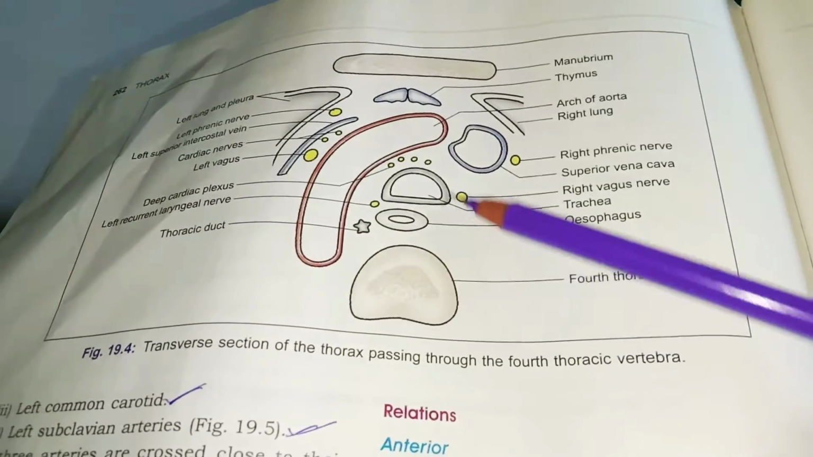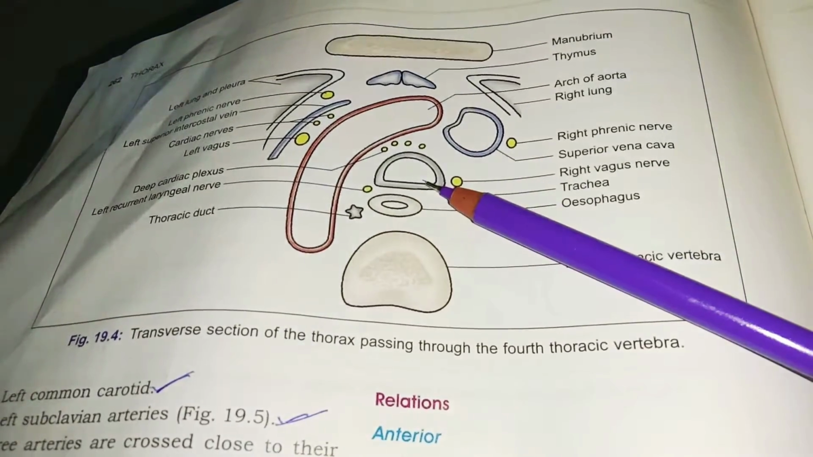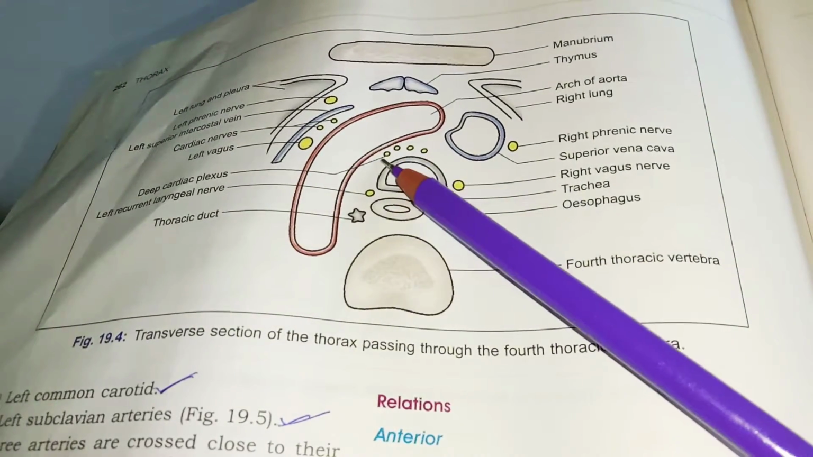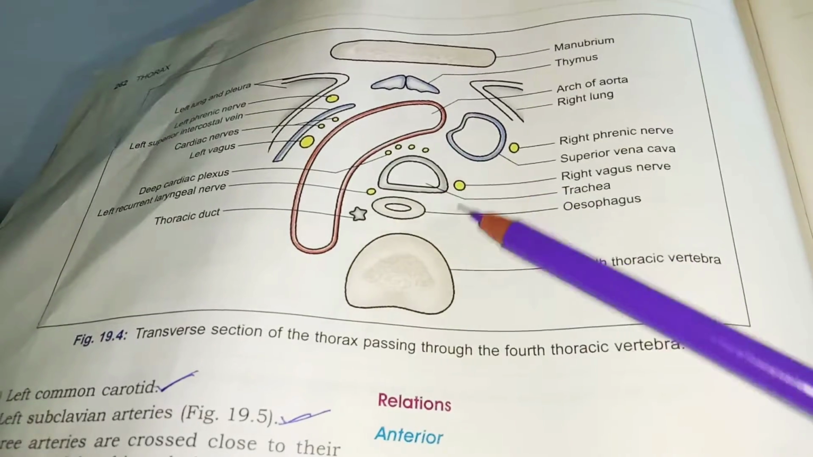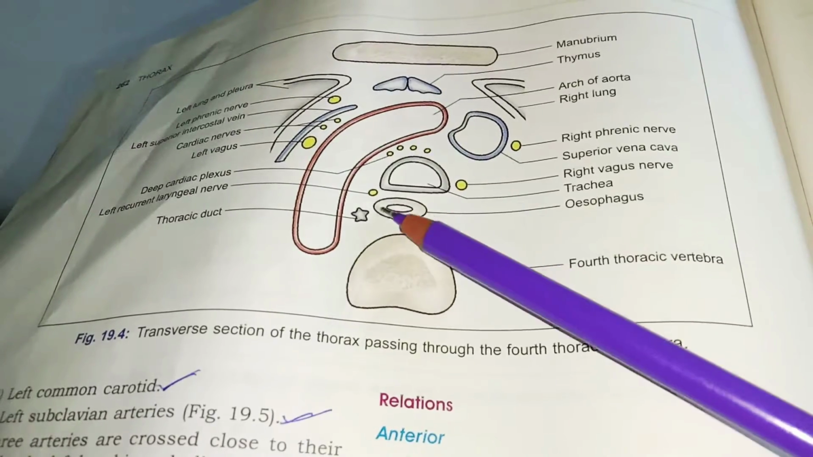Now we will see posteriorly to the arch of aorta, what are the structures located posteriorly. So posteriorly you will have the trachea, you will have the deep cardiac plexus. If you see here, this is the deep cardiac plexus, and also you have the tracheobronchial lymph nodes. Some of the lymph nodes are arranged here. And also you will have the esophagus. This round structure is the esophagus.